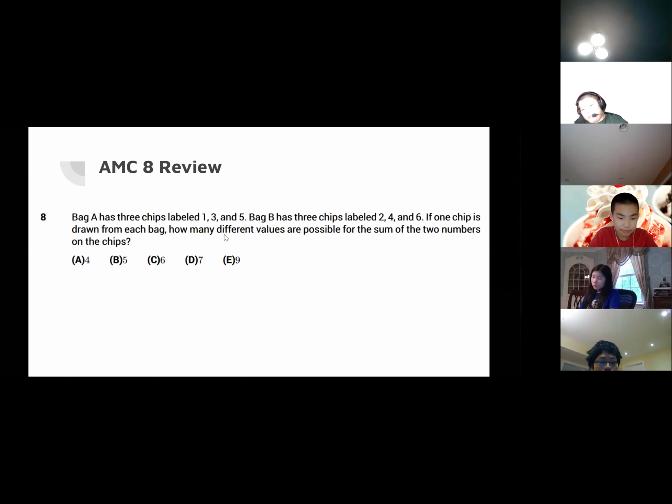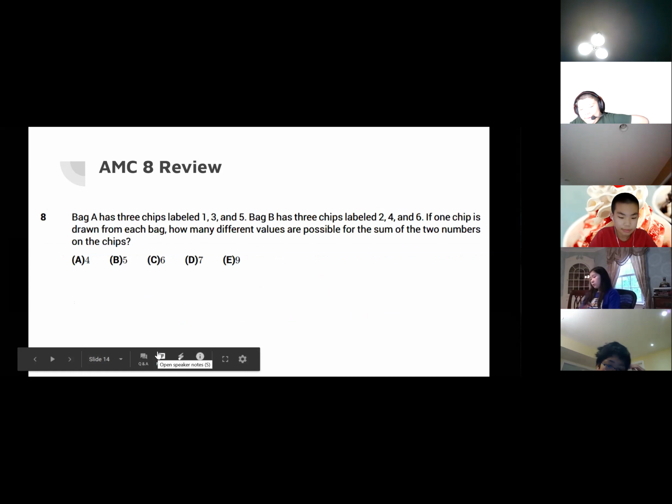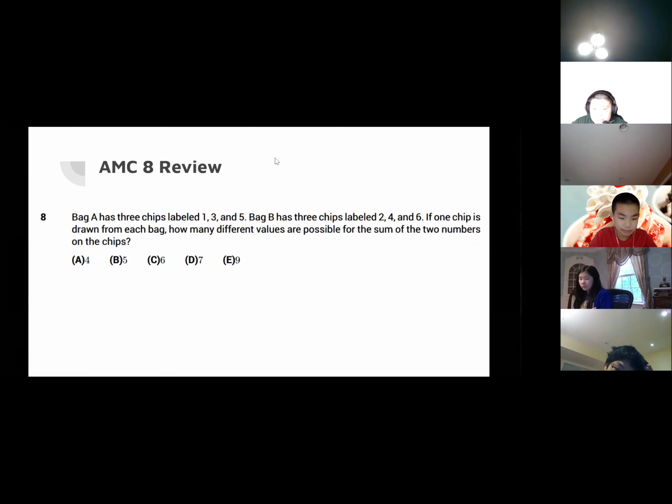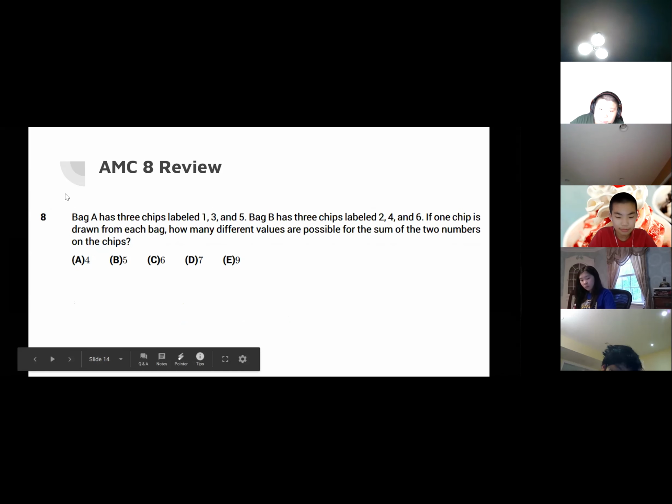Bag A has 3 chips labeled 1, 3, and 5. Bag B has 3 chips labeled 2, 4, and 6. If one chip is drawn from each bag, how many different values are possible for the sum of the two numbers on the chips?